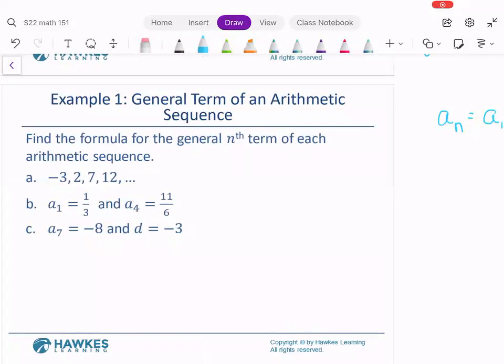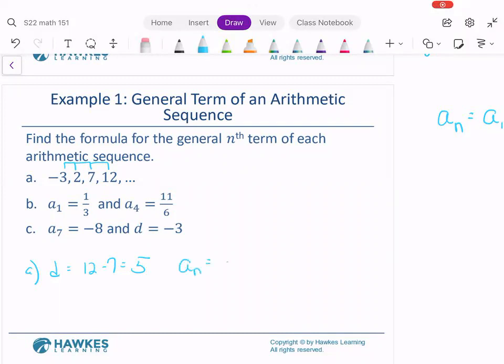Suppose we have sequence A here with -3, 2, 7, and 12. The first thing we want to do is find the common difference. To do that, you simply calculate the difference between any two terms in the given sequence. Here we can see that if we calculate 12 minus 7, d is going to be 5. Since a sub 1 has already been listed, we have all the information we need.